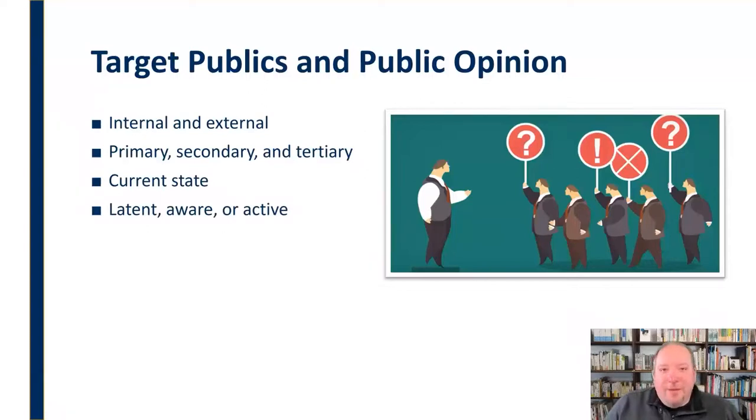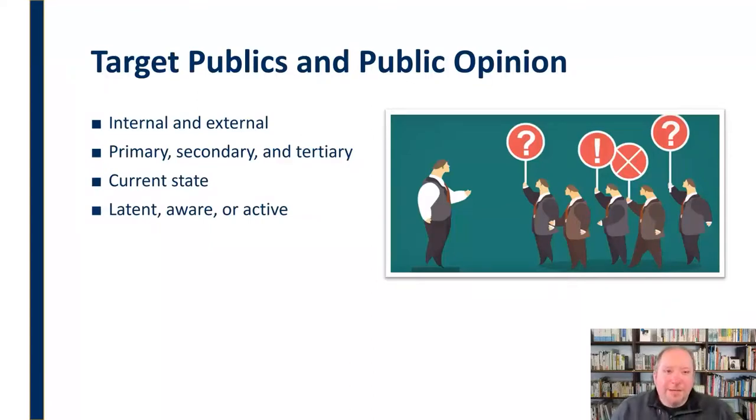Then we also need to classify audiences into these three categories: latent, aware, and active. So every public is going to fall into one of these three categories. Latent publics really don't recognize the problem or the opportunity or whatever it is you're talking about. They're just unaware. They're uninformed. It's not on their radar. So latent audiences are not familiar with and don't recognize that as an issue or as an opportunity.